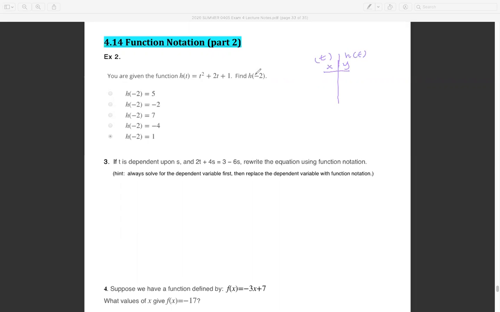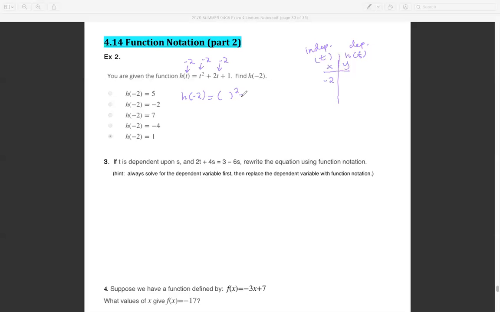So what they're asking us to do is plug in a -2 for the independent variable and then find out what the dependent variable is. Remember, on this side, this is your independent variable. And on the other side, your y, or your function notation, that's your dependent variable. And that's a t. All right, so basically, all you need to do is just plug in wherever the t is, plug in a -2. So we have h of -2. So this just tells us what we're doing. We're plugging in a -2 for our h function.